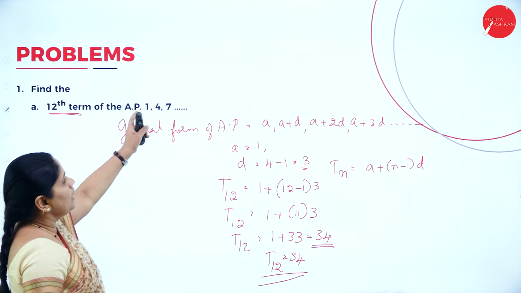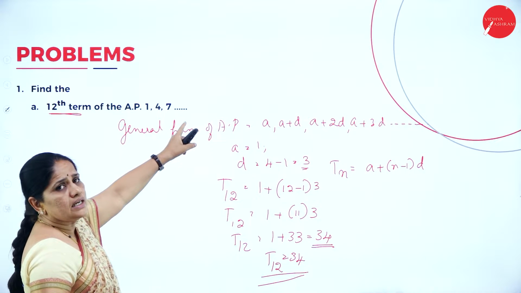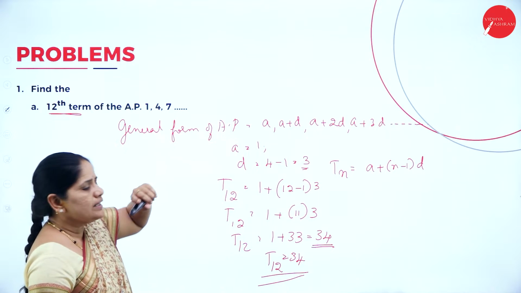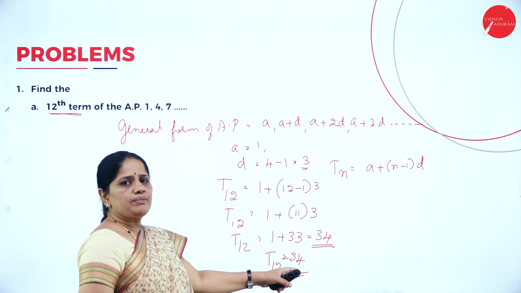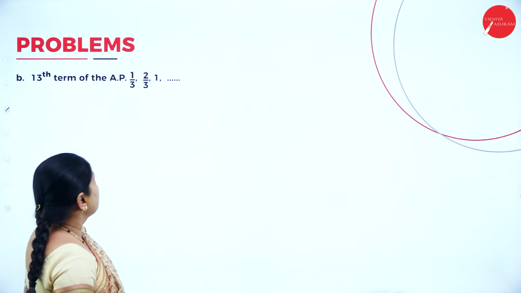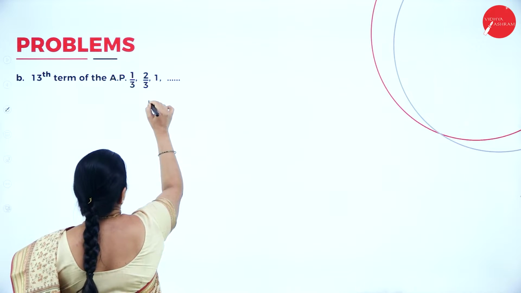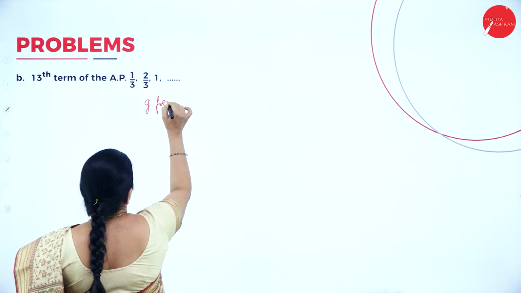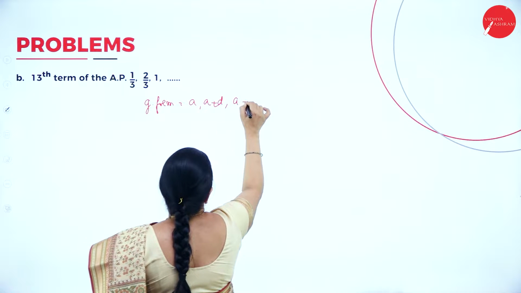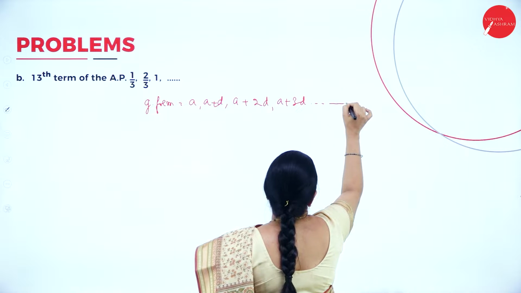So if you keep on writing all this: 1 plus 3 is 4, 4 plus 3 is 7, 7 plus 3 is 10, 10 plus 3 is 13. You keep on adding, and the 12th term you get will be 34. Next, find the 13th term of the AP 1 by 3, 2 by 3 and 1. Now, the general form of the AP is A, A plus D, A plus 2D, A plus 3D, etc.